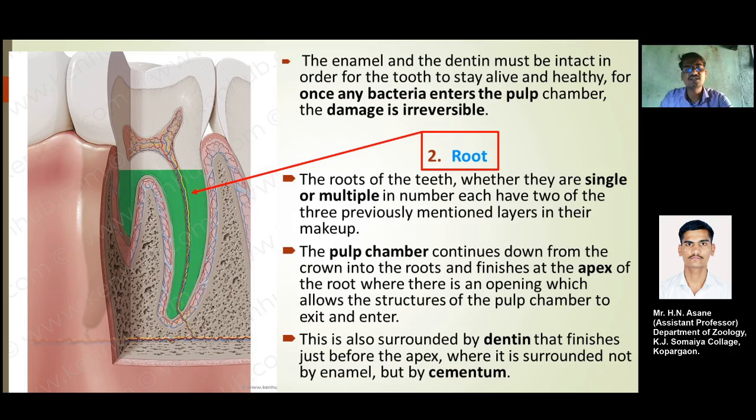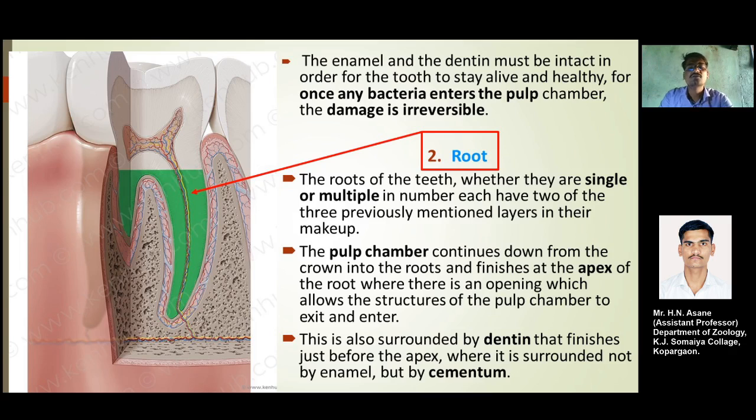Okay, we have studied the total anatomy in two parts only: the crown and the tooth root. Okay, so the second part will be the root. What are the highlighted points in the root? Okay, so the root of the teeth, whether they are single or multiple.